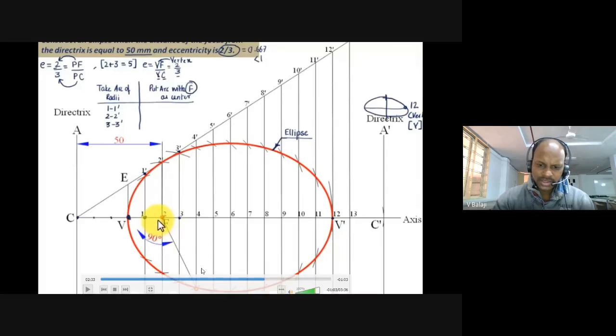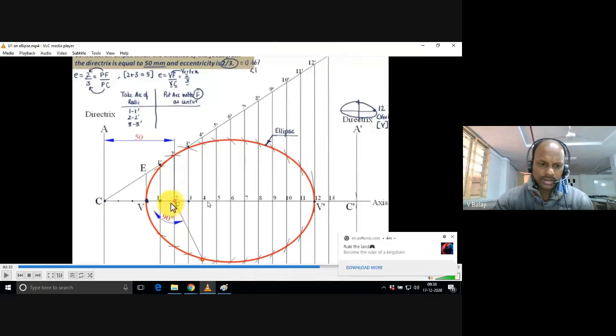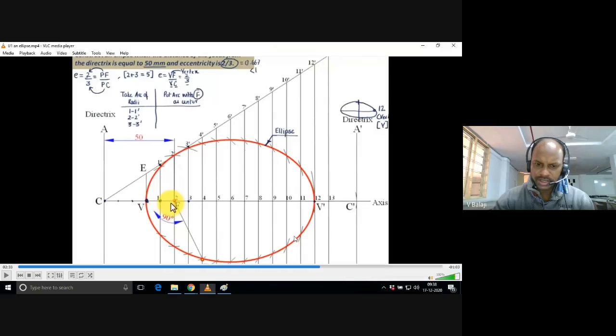Here you see, I think you are able to see the total screen. Now here, if you take any point on the elliptical curve, I have taken this point. Simply join that point to the focus, and you will get one line. For that line, you draw one perpendicular onto the directrix, like this. Are you able to see this perpendicular? Yes, sir.